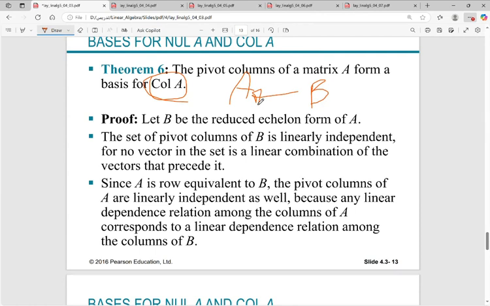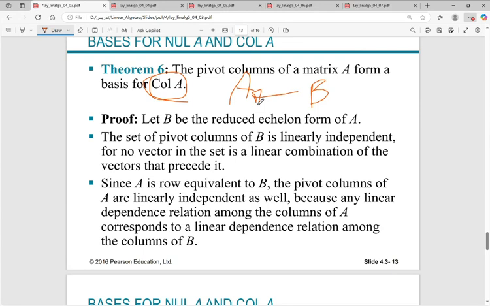The reason that you form matrix B, the echelon form of matrix A, is that from the original matrix A, you cannot determine what columns are pivot and what columns are not. So you need to compute echelon form matrix B in order to be able to determine pivot columns and non-pivot columns.